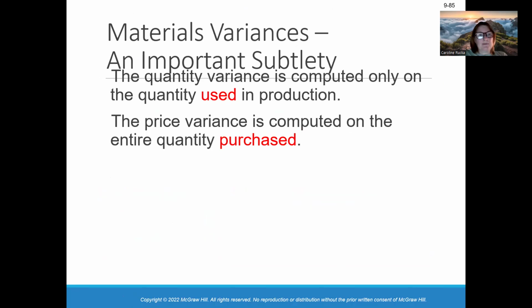Passed our concept check. All right, materials variances. The quantity variance is computed only on the quantity used in production, whereas the price variance is computed on the entire quantity that is purchased. Okay, it's a subtle distinction, but important.